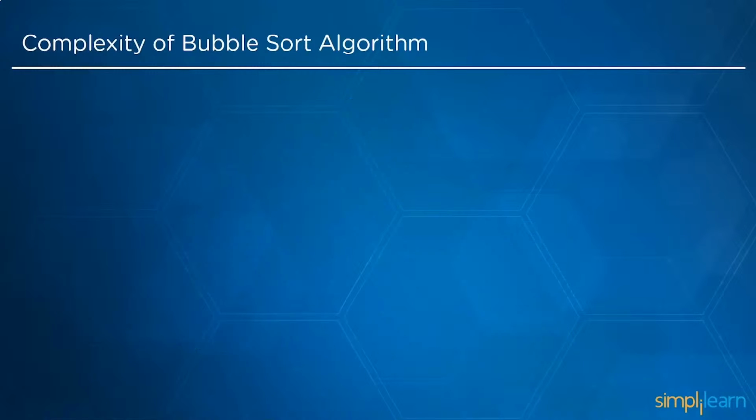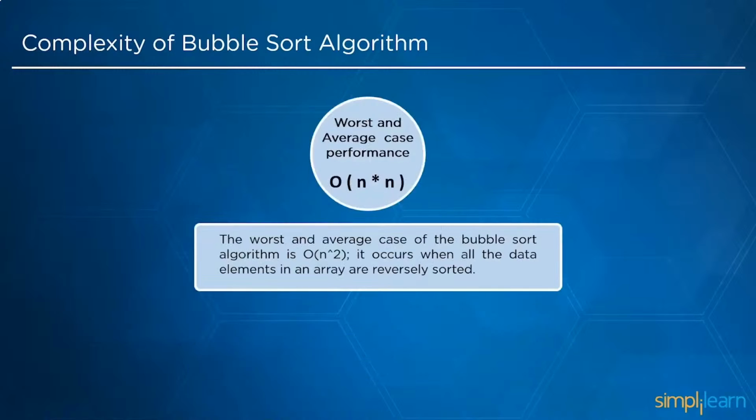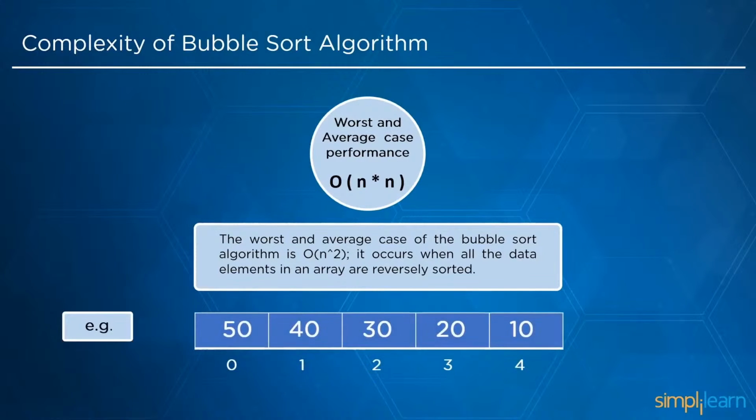The worst case and average case of the bubble sort algorithm is O of n to the power 2, that is n squared or n into n. It occurs when all the data elements in an array are reversely sorted. Again, we have an example that consists of data elements that are reversely sorted, that are 50, 40, 30, 20, and 10 in an array.